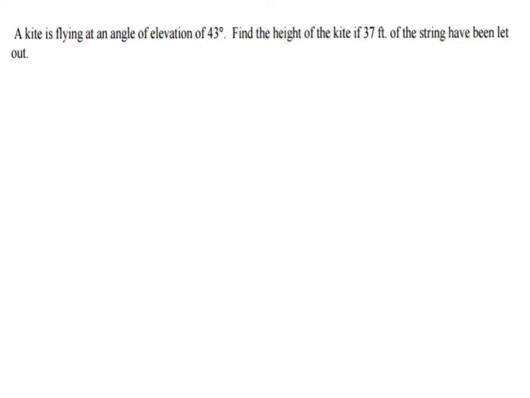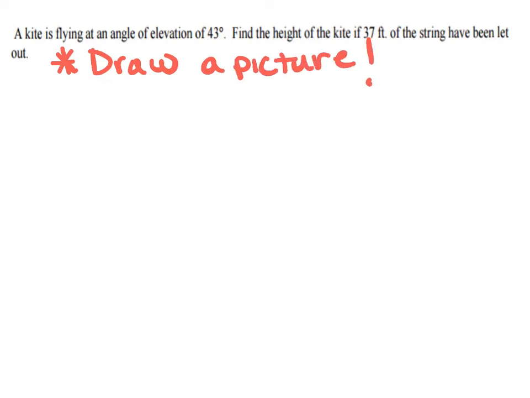Find the height of the kite if 37 feet of string have been let out. Now the first thing we have to do, because we are not given a picture, is you always need to draw a picture. Since it's an angle of elevation, we always start with some sort of diagram like this, where the angle of elevation goes in that bottom left. So in this case, the angle of elevation is 43.